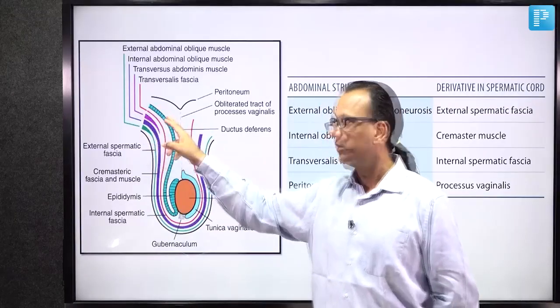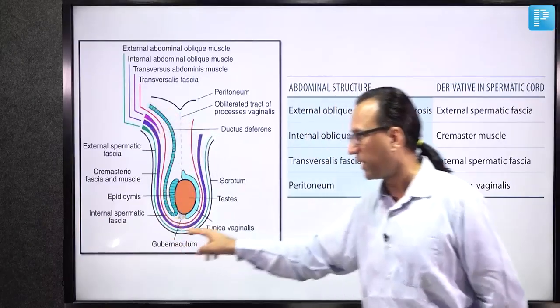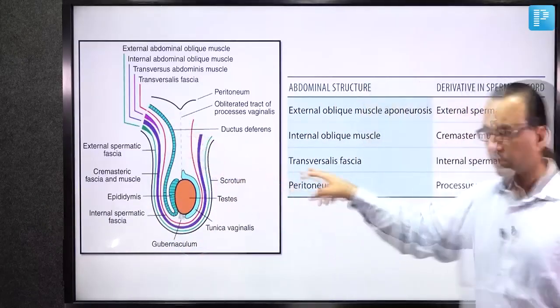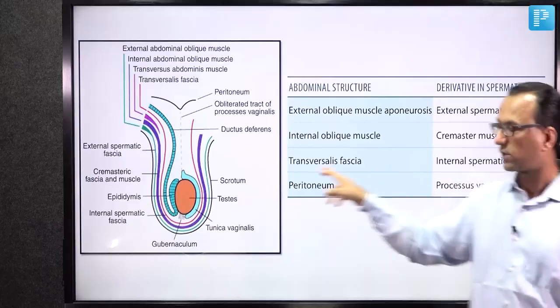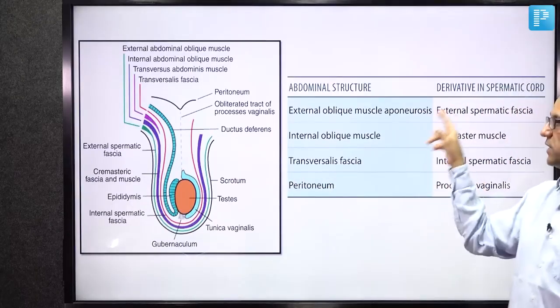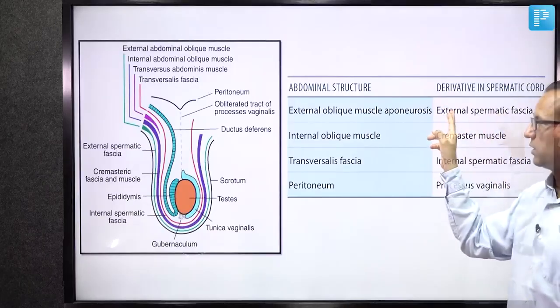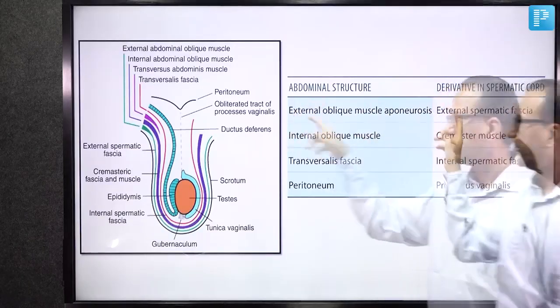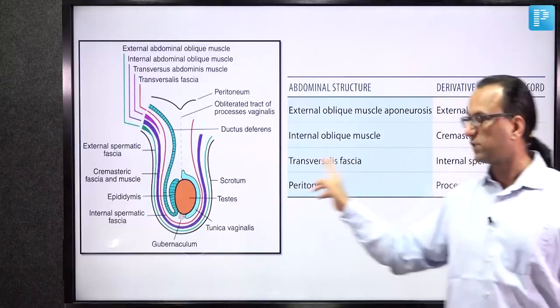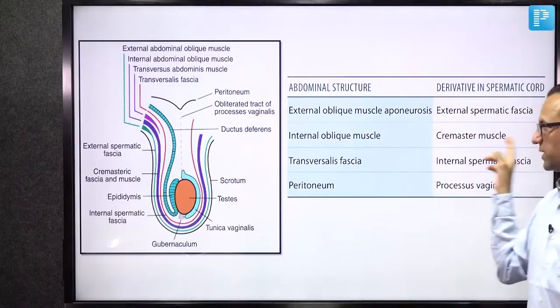It is a still deeper layer, the transversalis fascia, which will come as the internal spermatic fascia for the scrotum as well as the spermatic cord. It is the transversalis fascia forming the internal spermatic fascia. So there is internal and external spermatic fascia. In between is the cremaster fascia. External spermatic fascia comes from the external oblique muscle, internal spermatic fascia comes from the transversalis fascia, whereas the internal oblique forms the intermediate cremasteric fascia.